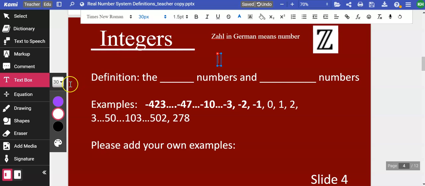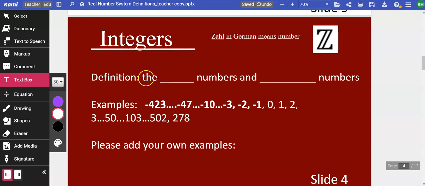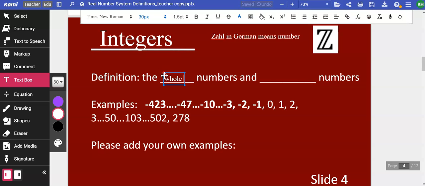All right, the definition, integers are, let's see if I can fit this, whole numbers. I'll make that a little bit larger. Let's see if that will fit.